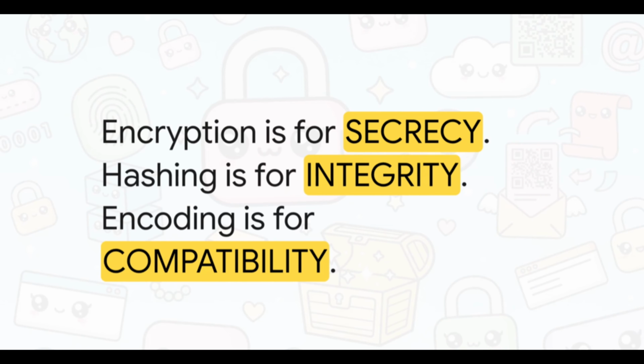So if you walk away with nothing else, remember this right here. It's really that simple. If you need to keep a secret, you use encryption. If you need to prove something is authentic and hasn't been tampered with, you use hashing. And if you just need to make sure data can get from point A to point B without breaking, you use encoding. Secrecy, integrity, compatibility.